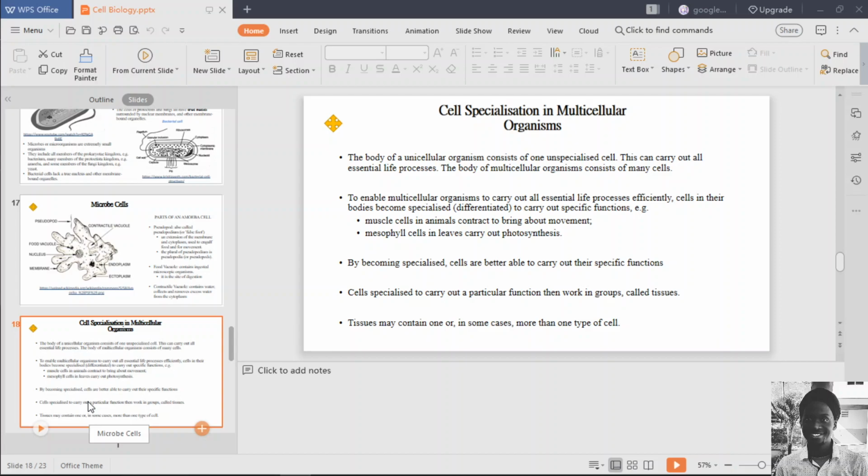Now, by becoming specialized, cells are better able to carry out their specific functions. Cells that are specialized to carry out a particular function then work in groups called tissues. So when a group of specialized cells come together, you form a tissue, and tissues may contain one, or in some cases more than one, type of cell.